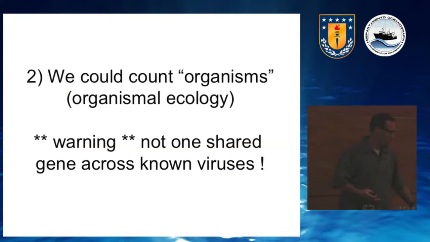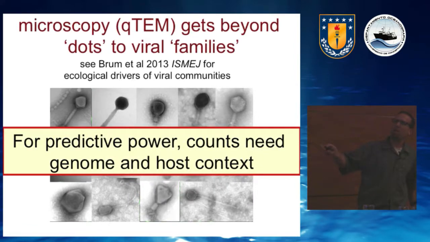So the second way that we could count is by looking at organisms. And I'll just warn you that we can't just go out and PCR amplify a gene. Not one gene is shared by all the viruses. And so you could start again just by counting dots, which I suggest gives you minimal information. You could turn those dots into characters in the play, the podo, myo, sipho, and non-tailed.